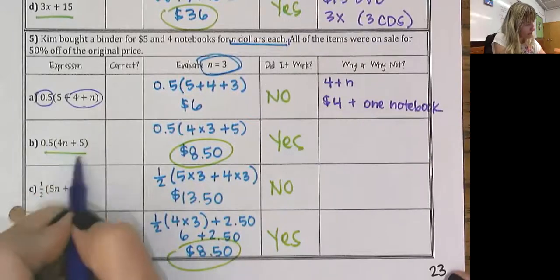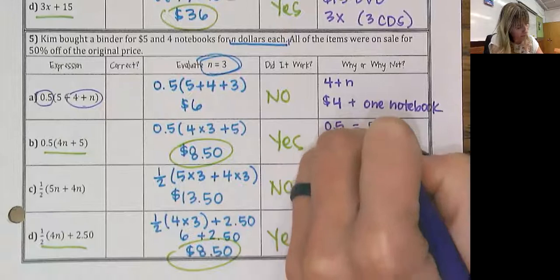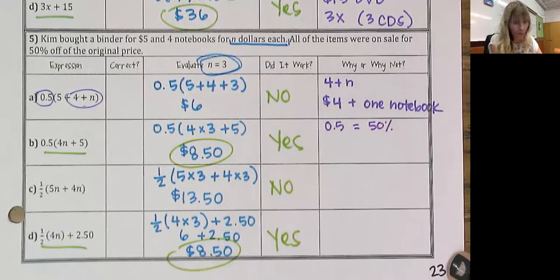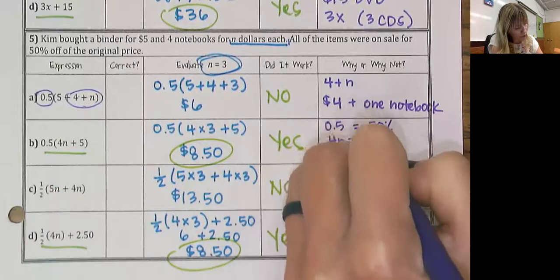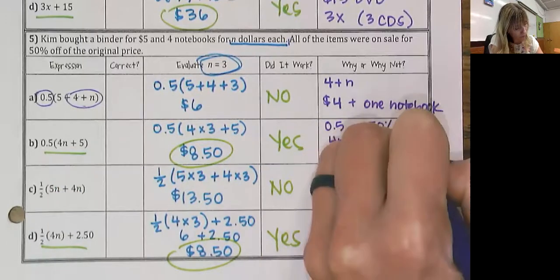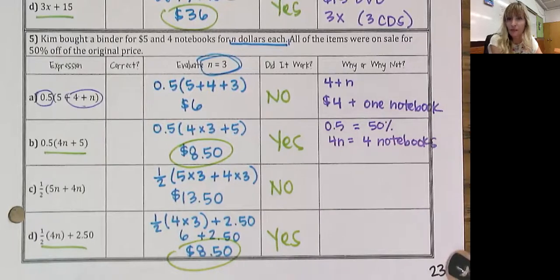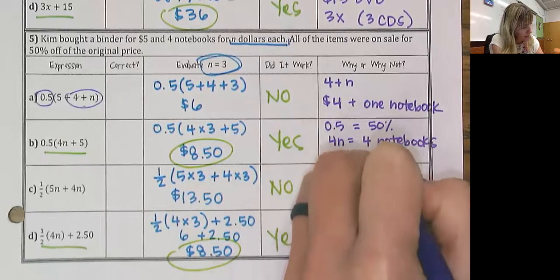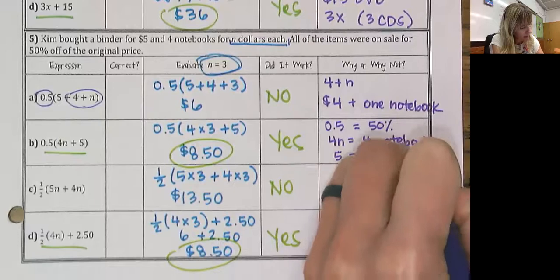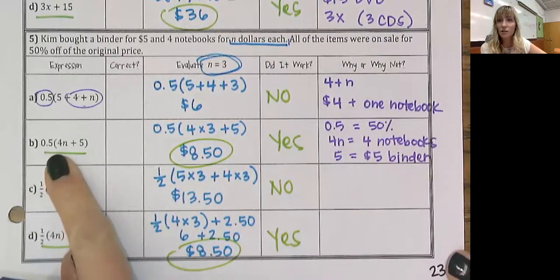Okay, why did this one work? Well, the 0.5 is 50%, so that's important. Inside the parentheses, the 4N shows 4 notebooks, which is precisely what happened in the story. There should be 4 notebooks in the expression because there were 4 notebooks in the story. And the 5 is the $5 binder. Everything in the story is represented in this expression.